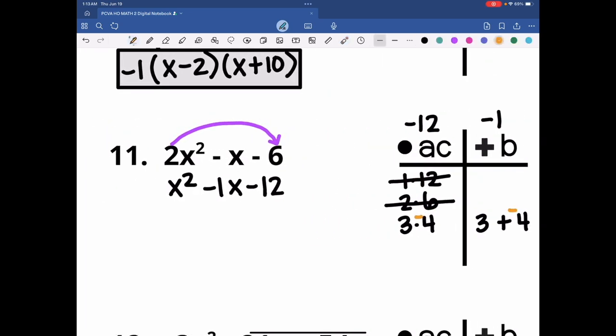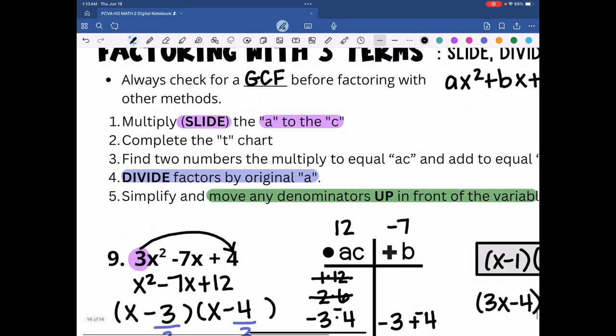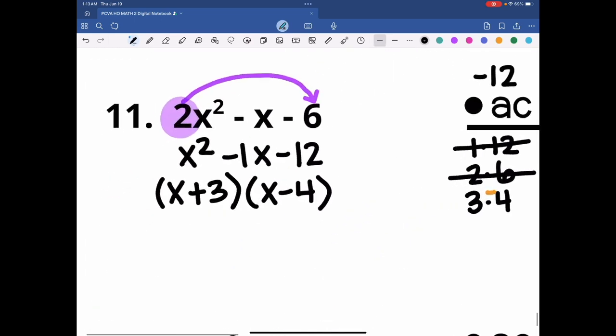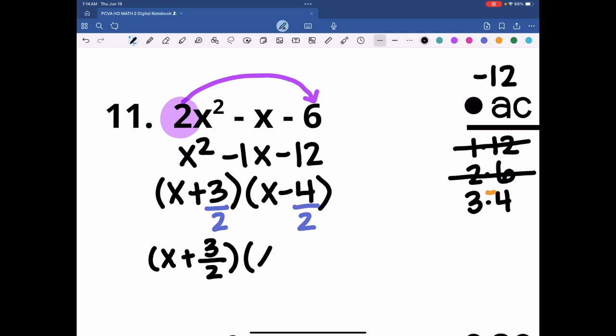So I'm going to come back over here, and I'm going to write them in the parentheses. So we're going to say x plus 3, and then x minus 4. Now, we did slide a number other than 1. My a value was a 2. So remember, the next step would be divide. So we're going to divide that original a back into both numbers. So my original a was, excuse me, a 2. So we're going to divide it into the 3 and the negative 4, and then simplify. So 3 and 2, we can't simplify that any further. All right, negative 4 and 2, we can simplify that to negative 2.